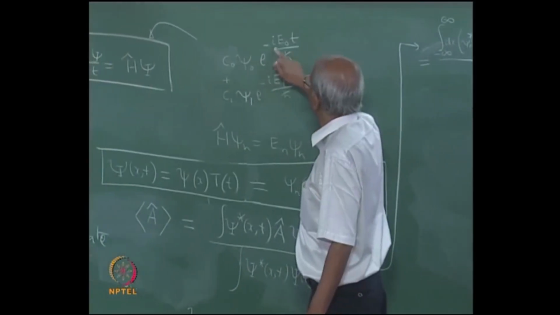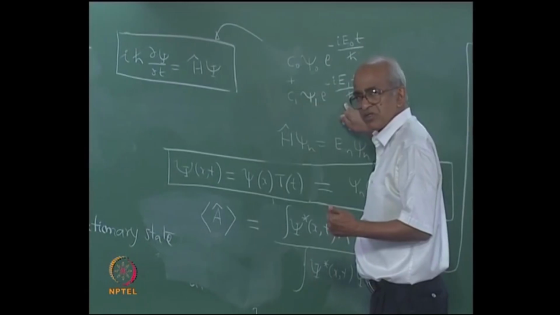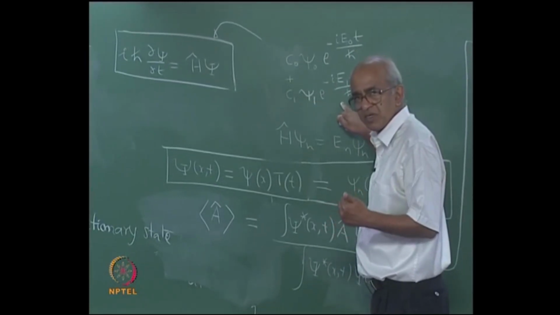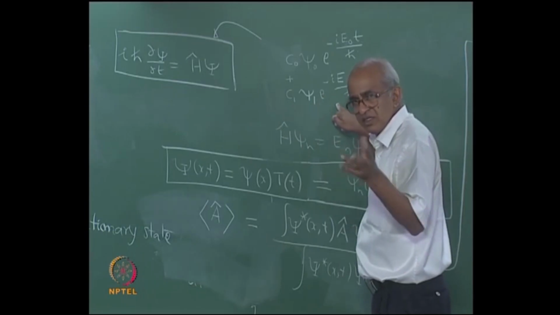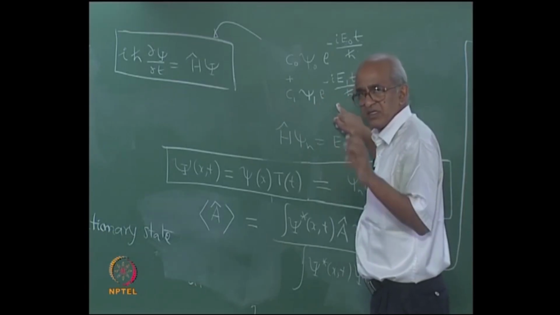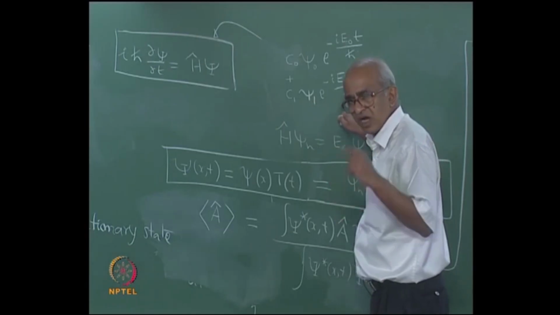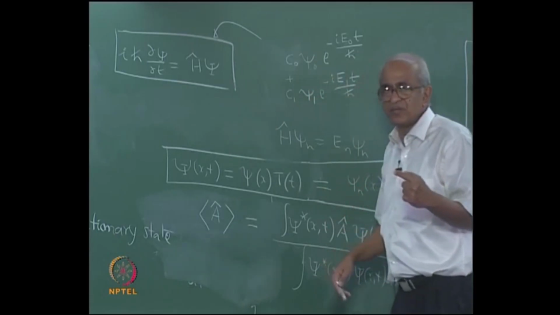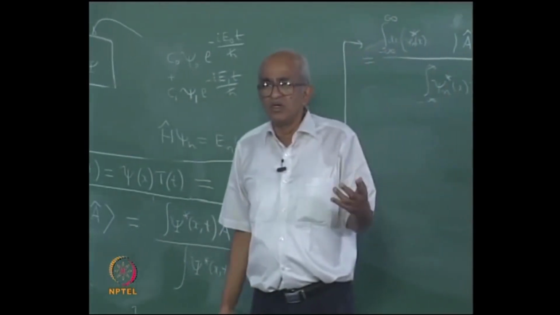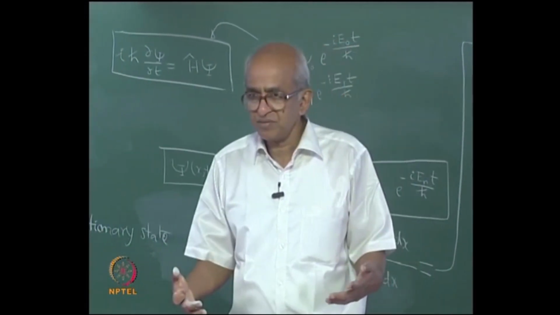psi 0 times e to the power of minus i E 0 t by h cross is a special solution. This one also is a special solution. Why are they special? Because they are products of two functions which are multiplied together. The one is dependent only upon x and the other is dependent only on t. So, having found such solutions, it is possible for you to add them linearly. You can add the two of them linearly and get a new solution, right.